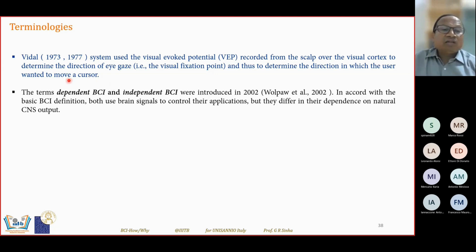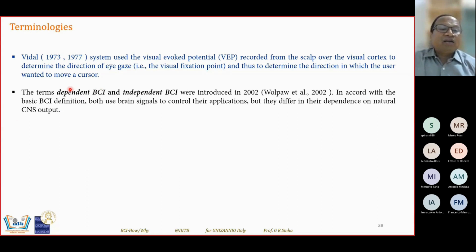There are two more terms coming, dependent BCI and independent BCI. I told you that first I have tried to cover the types of BCI: invasive, non-invasive, semi-invasive. Now there are two more terms, dependent BCI and independent BCI, which were introduced in 2002. In accord with the BCI definition, both use brain signals to control the applications, but they differ in their dependence on natural CNS output.